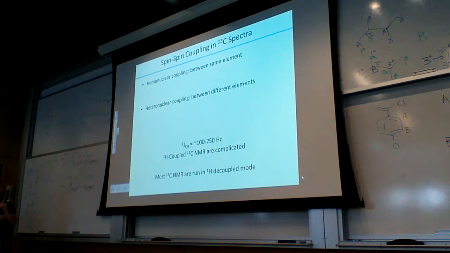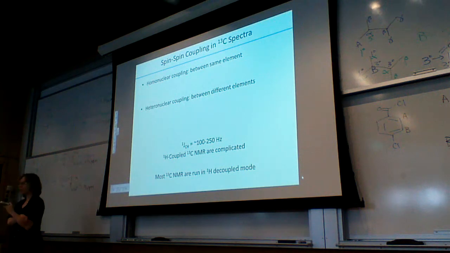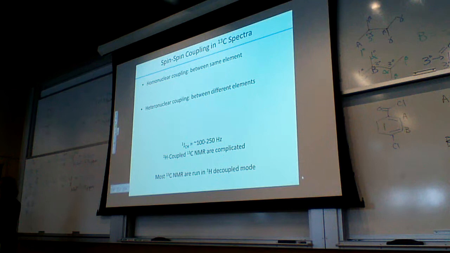Spin-spin coupling in C13. Terminology: homonuclear coupling means you have coupling between two atoms of the same type of element. So you can have hydrogen coupling. We see that all the time in your proton NMR, and we'll talk more about that starting on Wednesday and Friday. But that's not relevant here because we're talking about carbon NMR.